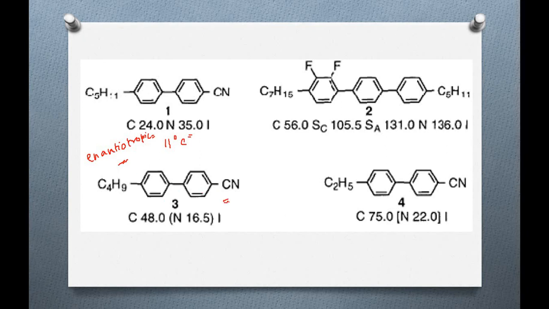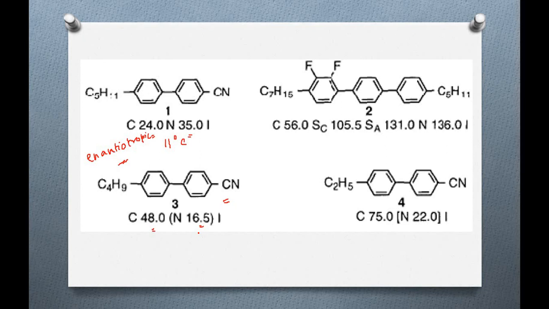Okay. So on the other hand, let us look at compound 3. Okay. So compound 3 melts directly to an isotropic liquid at 48 degrees centigrade. Okay. And here you can see the nematic phase lasts up to 16.5 degrees centigrade. So that means the nematic phase has a phase stability of 16.5 degrees centigrade. So how can you see the nematic phase, right? How can you see the nematic phase if it is still in a crystalline phase?